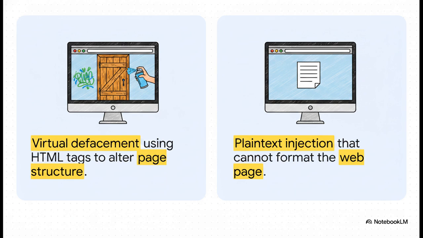Think of HTML injection as basically digital graffiti. An attacker uses actual HTML tags to alter the structure of the page itself, literally building fake doors or input forms right on top of a perfectly legitimate site. A lot of folks call this virtual defacement.